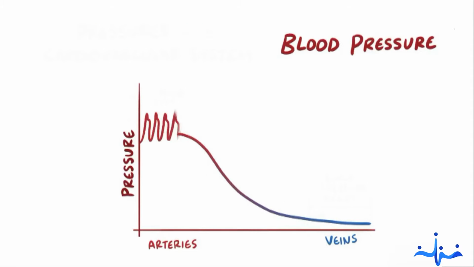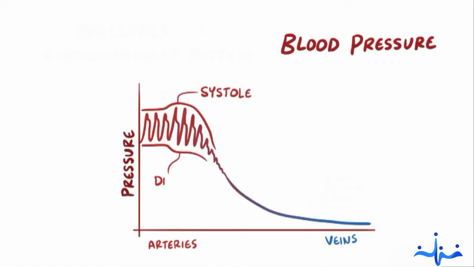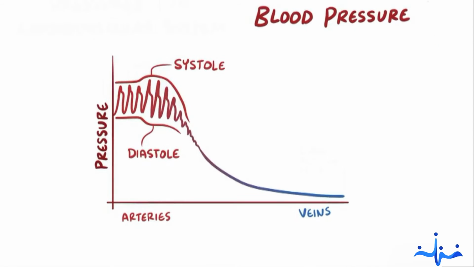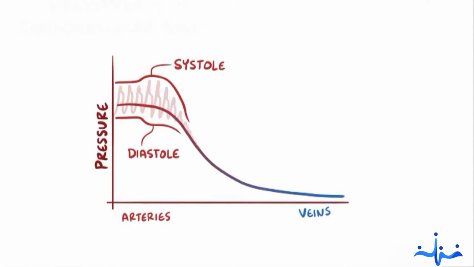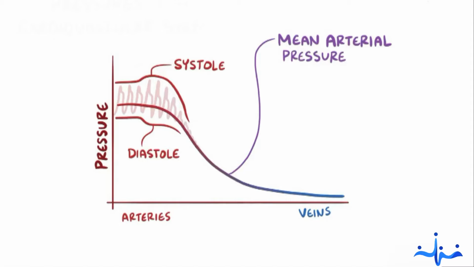Actually though, the pressure curve looks a little more like this, and fluctuates in the arteries depending on what part of the cardiac cycle it's in. These peaks correspond to systole, and these low points correspond to diastole. That being said though, this original line is the average of these fluctuations, or the mean arterial pressure, sometimes just shortened to MAP.